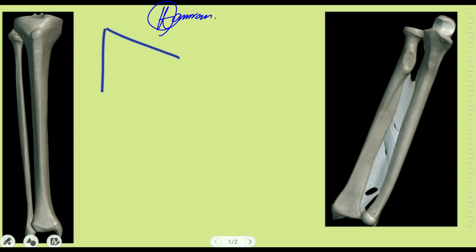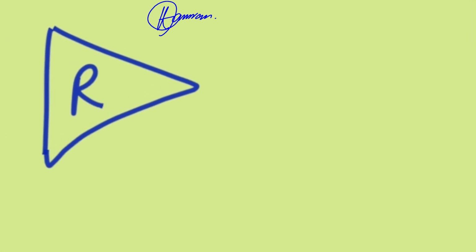Look here. This is the radius bone, bone of the outer side, and this is the ulna bone, bone of the inner side. Both the bones are joined with this border here, and this is the interosseous membrane, and these are the interosseous borders. Interosseous border of the radius is towards the ulna. It is the medial border, and interosseous border of ulna is towards the radius. It means it's the lateral border.